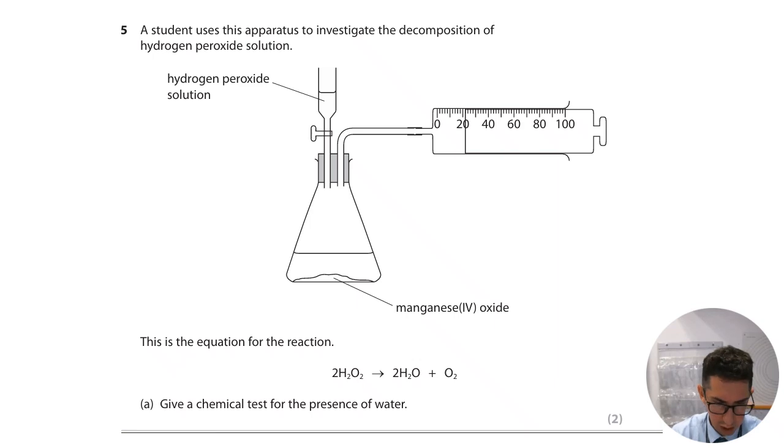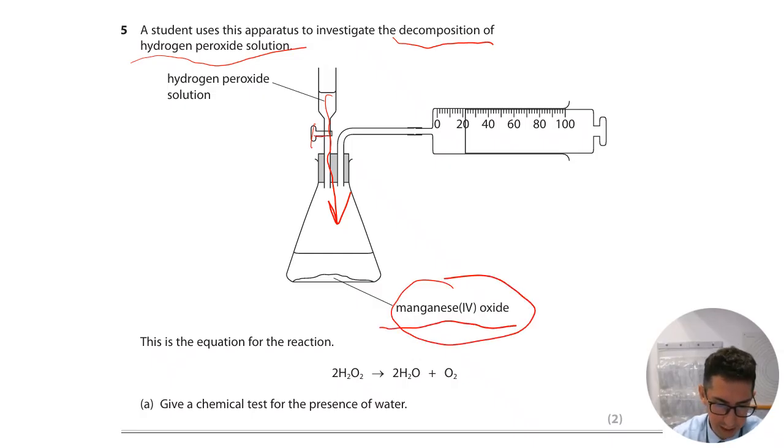Okay, so a student uses this apparatus to investigate the decomposition, the breakdown, of hydrogen peroxide solution. So hydrogen peroxide comes in here. This is probably some sort of burette. There's a tap to turn it on. We've got this manganese oxide down there. That's a catalyst for the reaction. And a gas is going to be produced, oxygen gas. Oxygen gas comes up here and pushes this plunger out. So this would start off at 0 and be pushed out.